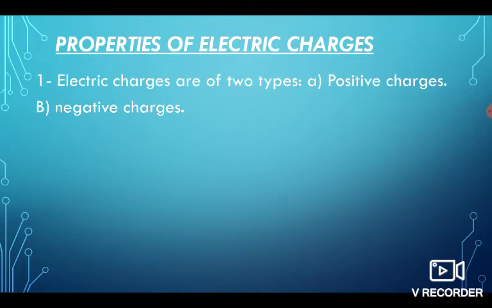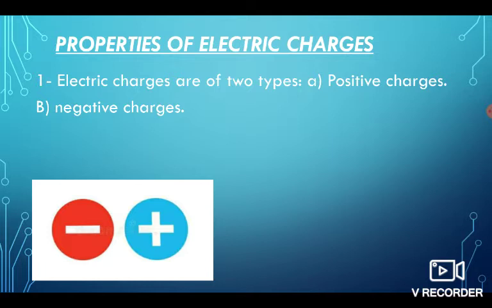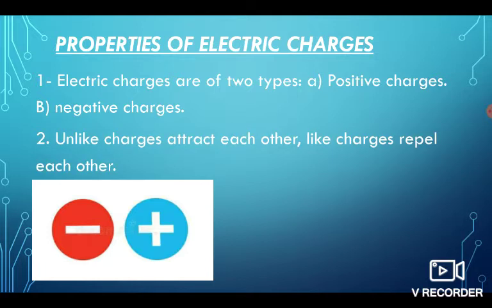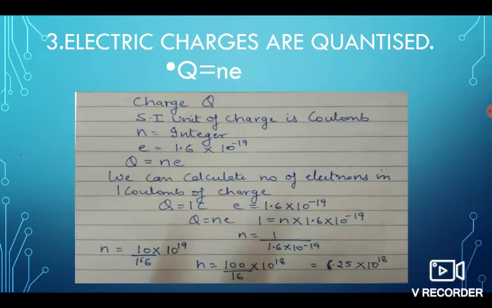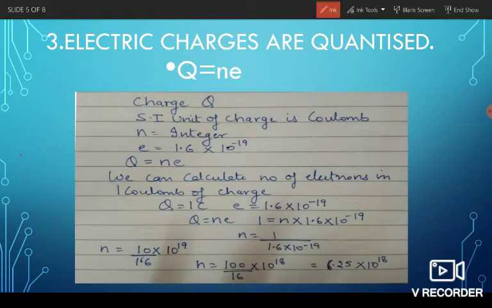Properties of electric charges. Electric charges are of two types: positive charges and negative charges. Unlike charges attract each other, like charges repel each other. Electric charges are quantized. Let me explain this.